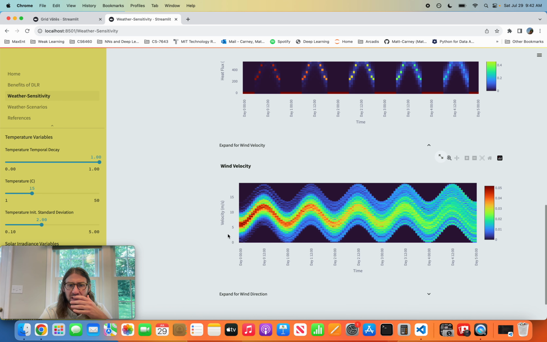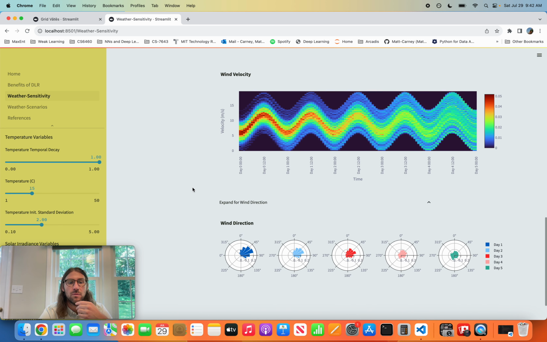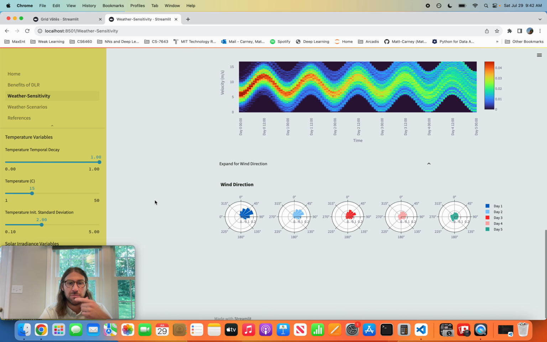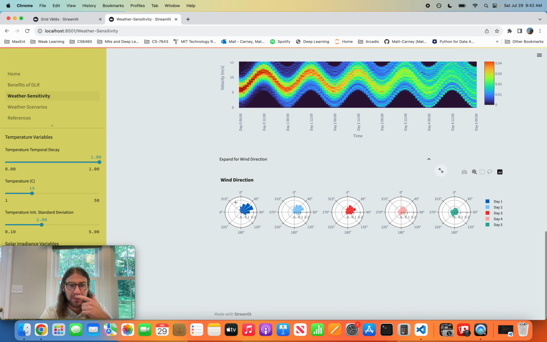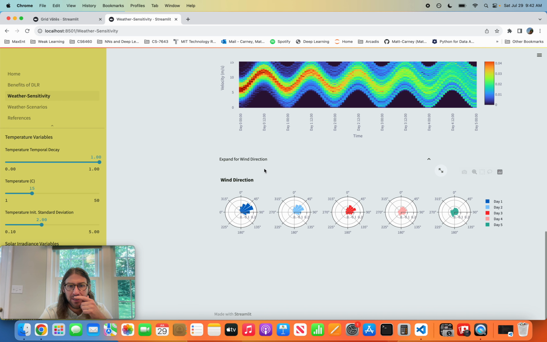Wind velocity is also going from normal to uniform. And then wind direction. I was really excited about this distribution. It's the von Mises, which is a circular normal distribution. This is important because you want it to be radial, and you want those values to be in a circular fashion.